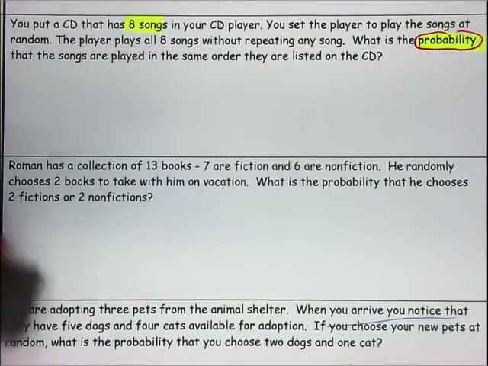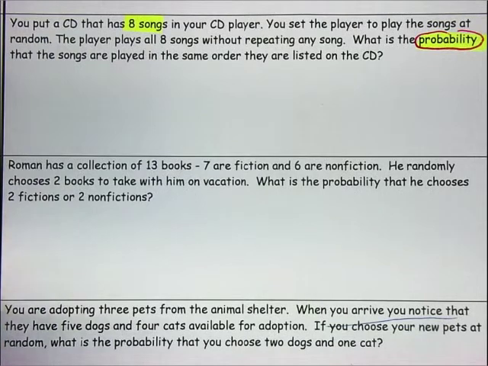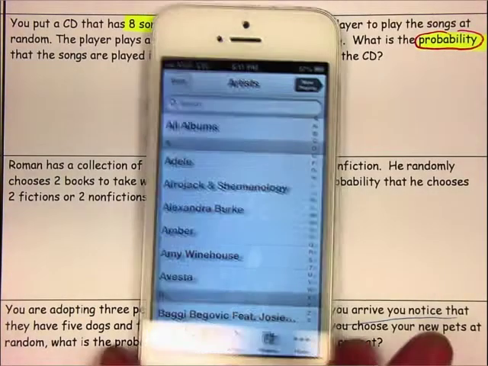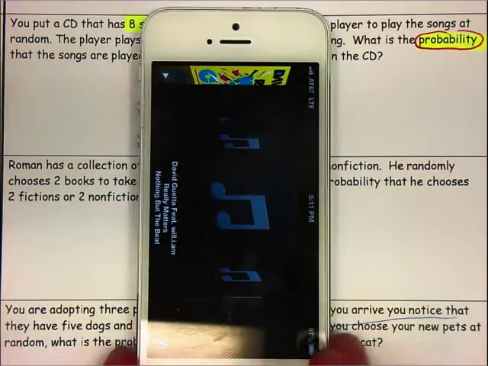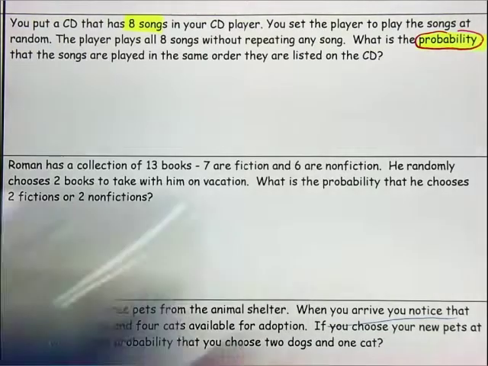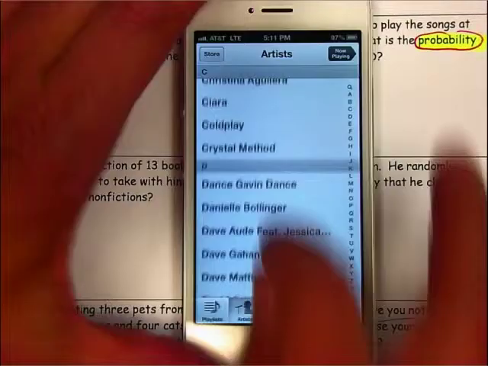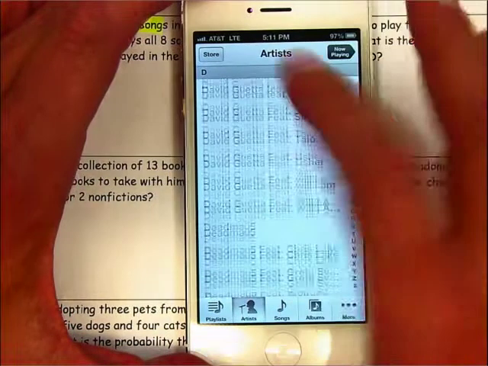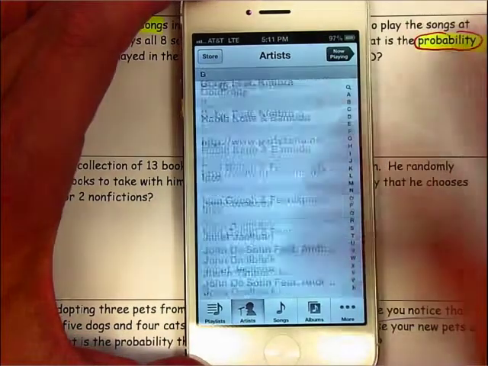So instead of using a CD, let's assume that you have your fancy iPhone, of course, nice and shiny, and you are trying to figure out, let's select an artist that I have. Which one should I select? Lots of selection to make.